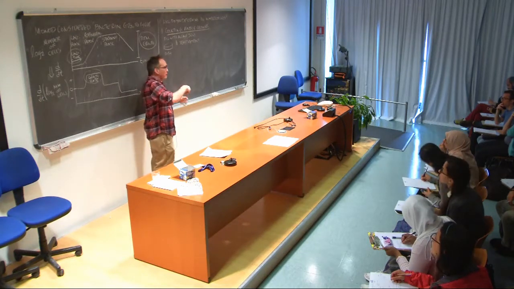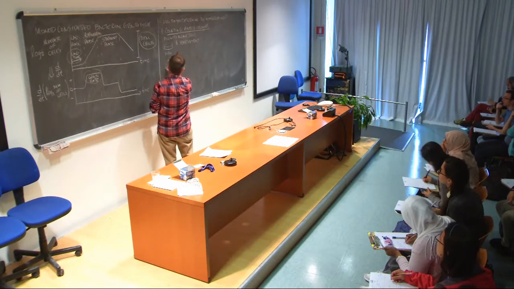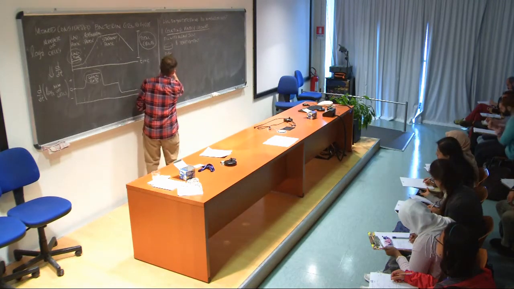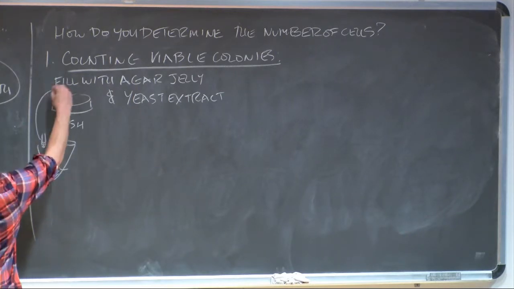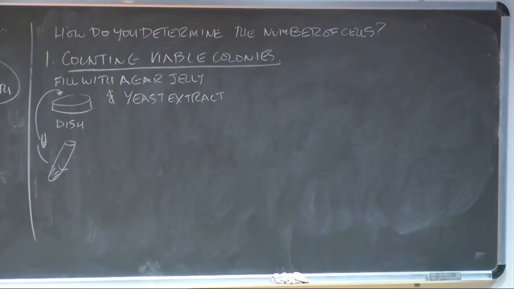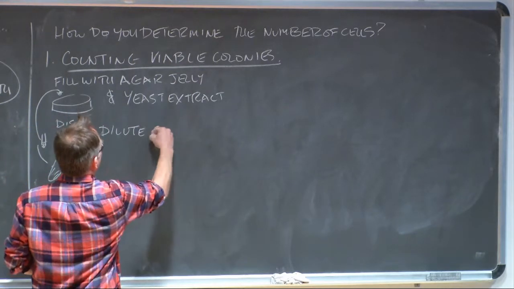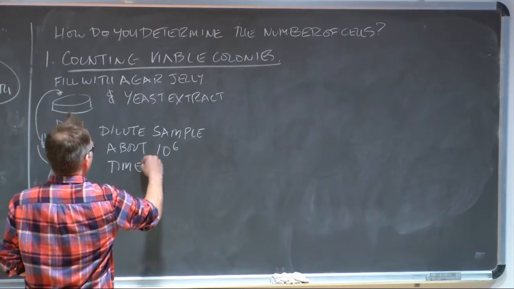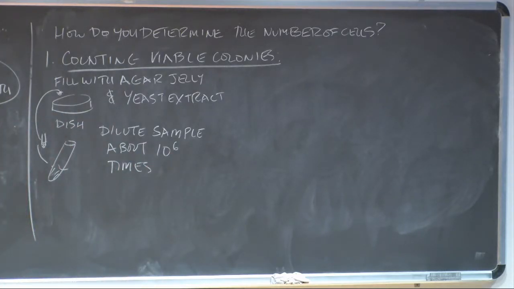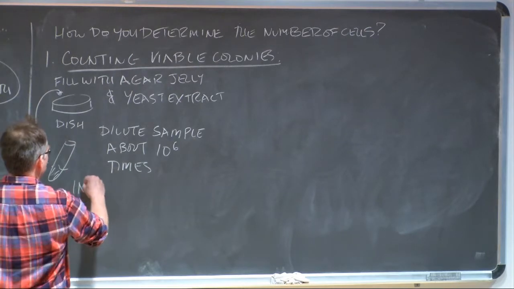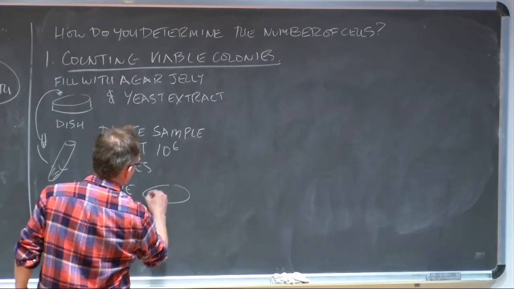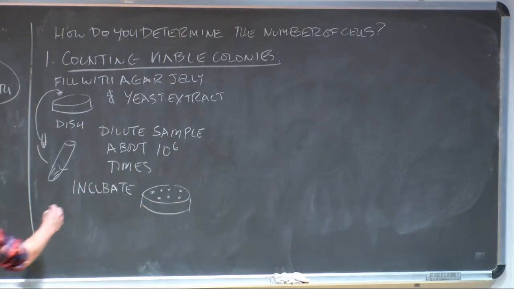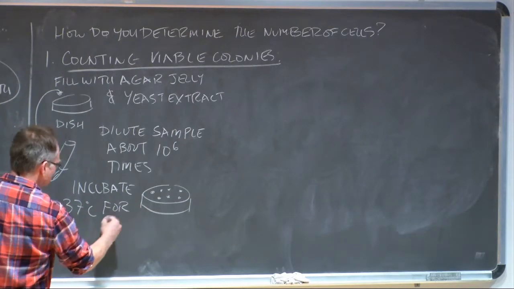And then you pour some of your bacteria onto here. So you've got your test tube. You sample some of it. So you've got what's called a pipette. So here's your bacteria. Here's your sample. You put it here. And you dilute it about, say, a million times. So dilute the sample about 10 to the 6 times. And you spread it out on the dish. And then you incubate the dish at 37 degrees, and you will get little colonies. So incubate at 37 degrees for, say, 12 hours.